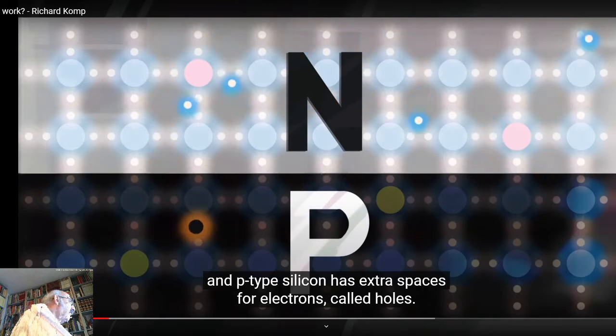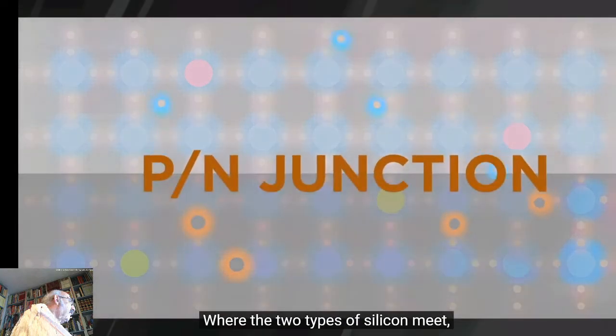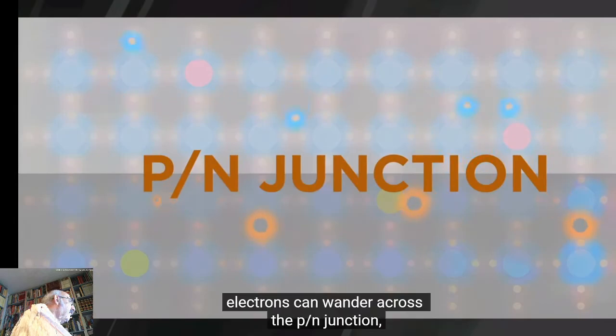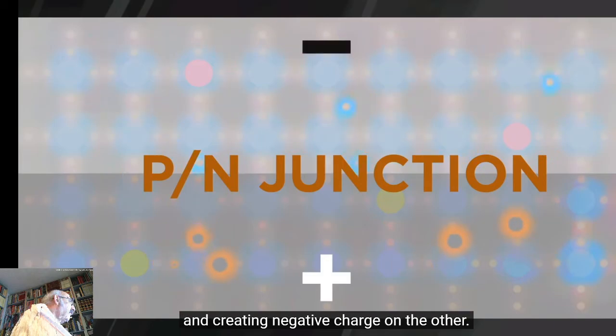P-type silicon has extra spaces for electrons, called holes. Where the 2 types of silicon meet, electrons can wander across the p-n junction, leaving a positive charge on one side and creating negative charge on the other.